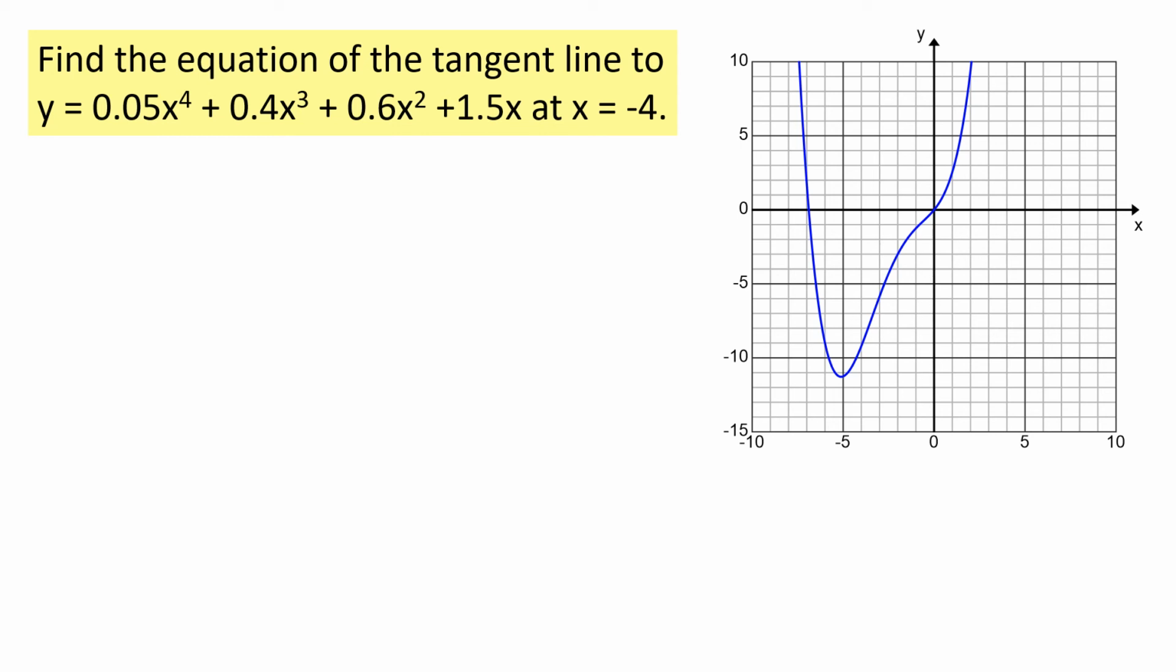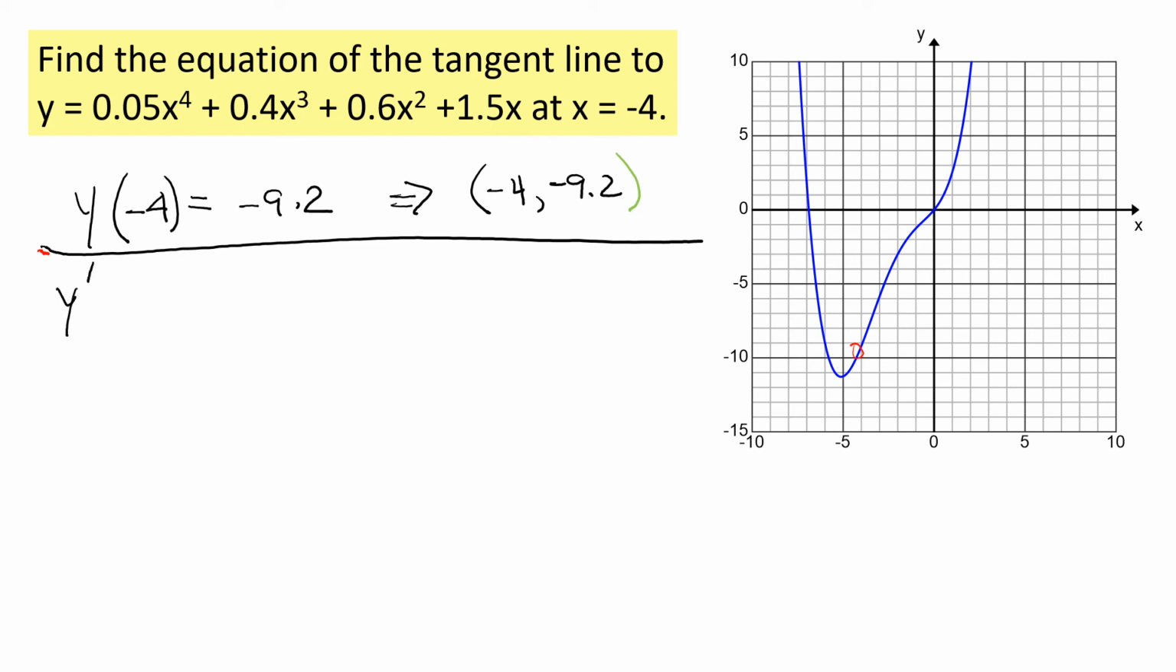Okay, so the first thing we need is y, and it doesn't really matter if you find the derivative first, it doesn't matter what order you do these things in. Okay, so y at negative 4 is negative 9.2, so I have an ordered pair. Okay, negative 4 comma negative 9.2, which is about right here, okay?